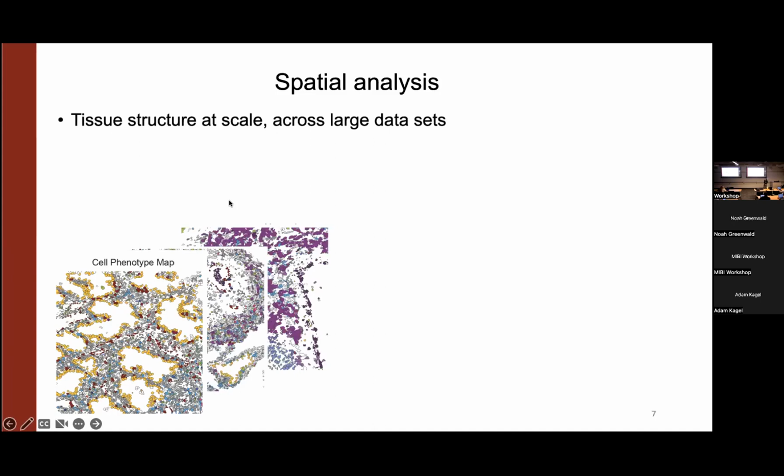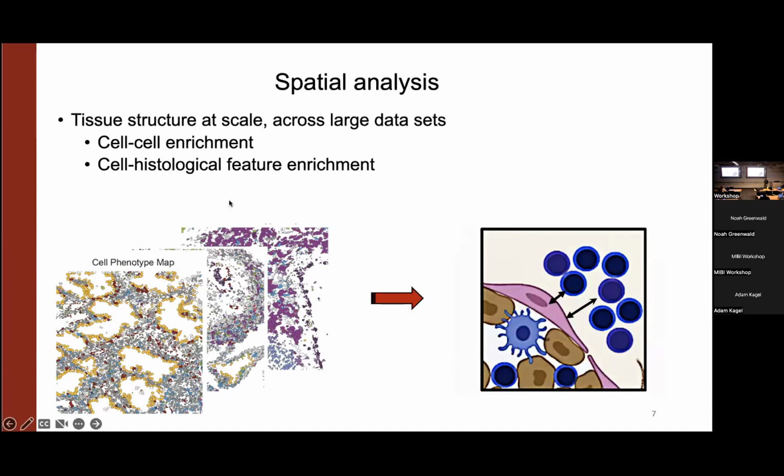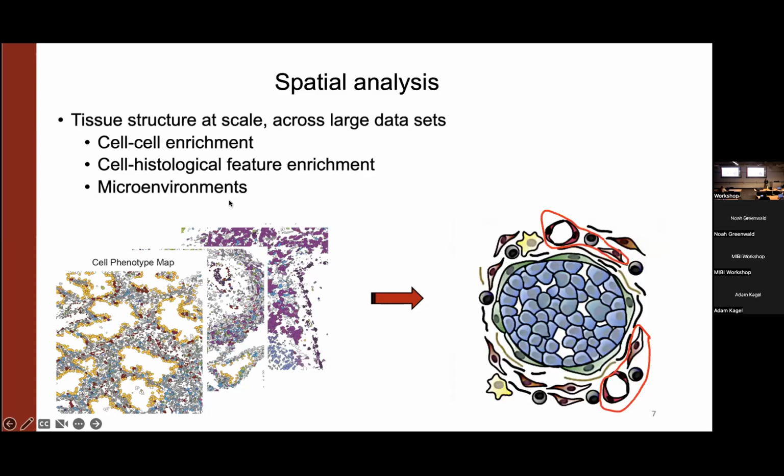So if we want to do this at scale, we will need some computational tools to help us along the way. And today we're going to look at some of them. The first tool we're going to go over is cell-cell enrichment, which will allow us to see which cell types tend to be enriched one next to the other or preferentially avoid each other. Same algorithm can also be applied to the enrichment of cells around histological features. These can be arteries or glands or anything else you can denote inside your images. And finally, we're going to see two different algorithms to tease out cell microenvironments or recurring spatial features that involve several cell types inside the images.